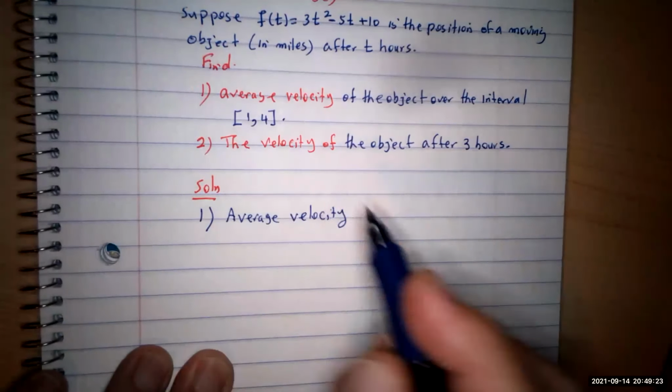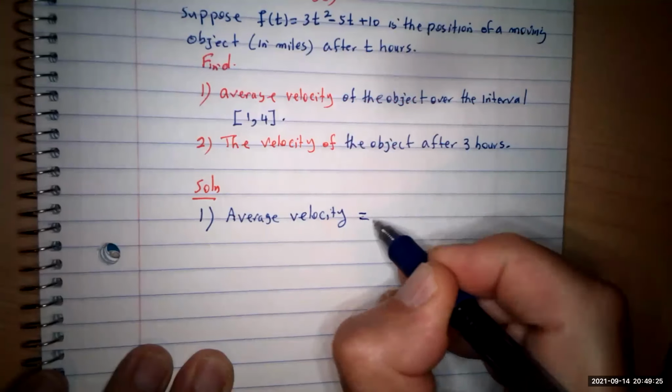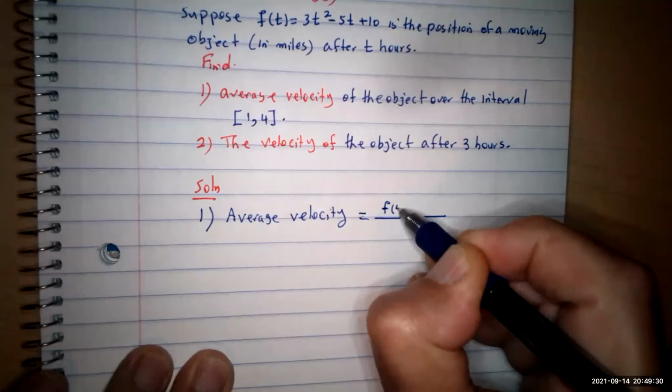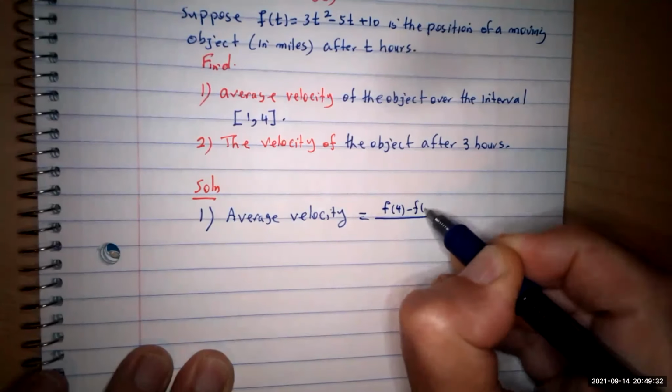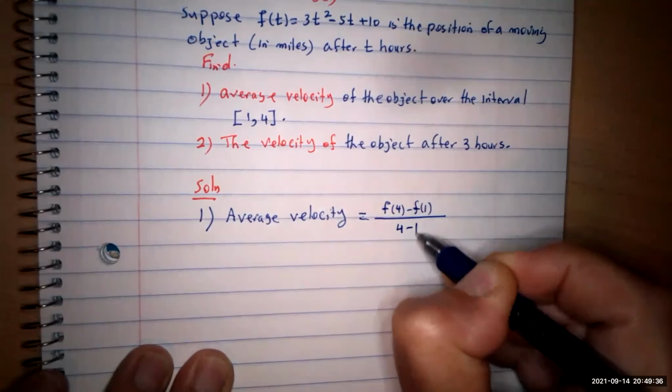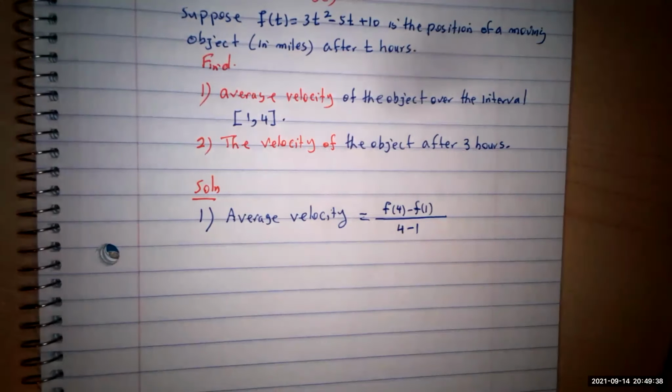The interval is 1 and 4. So this is going to be the formula: a displacement of a distance, f of 4 minus f of 1, and a difference of the times. So that's the average velocity. We gave you the formula the other night: f of x2 minus f of x1 over x2 minus x1.